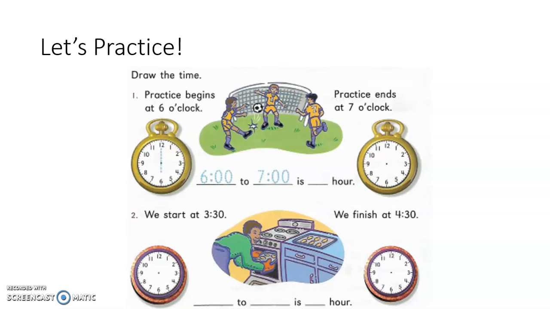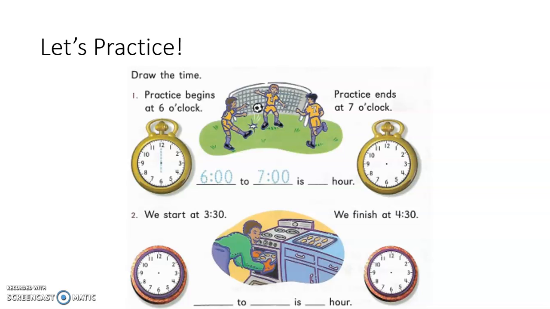So on the first line, write 3:30. For number 2, it says we finish at 4:30. So on the second line, write 4:30. If we start at 3:30 and we end at 4:30, a full hour has passed. So 3:30 to 4:30 is 1 hour.